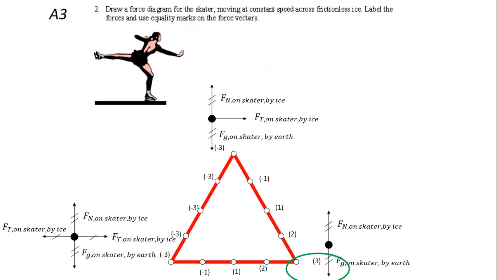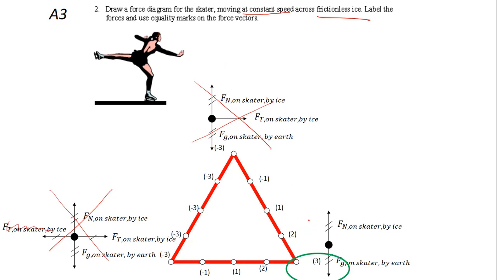Your force diagram, it's moving at a constant speed, so there must be balanced forces, so that all of a sudden gets rid of this one. And it's frictionless ice. So if there's balanced forces but there's no friction, this one doesn't work either. It's this one.